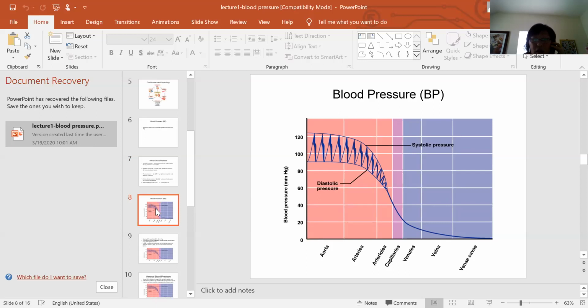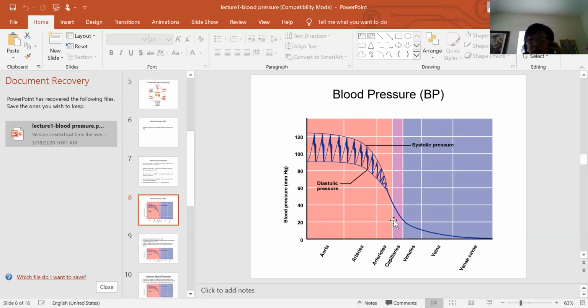Okay, so now let's look at this diagram. You can see on the pink side, representing the blood pressure changes among different sized arteries, from big to small to the smallest. You can see the range for pressure changes decreases because the wall is getting thinner and thinner. All right.